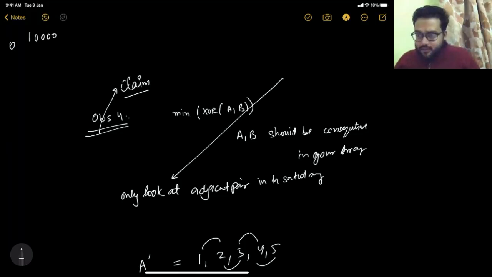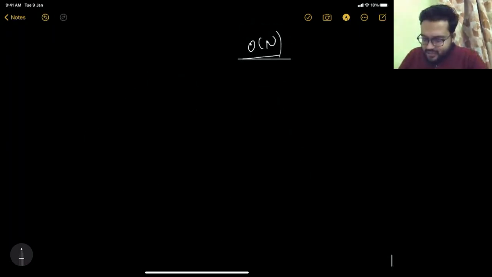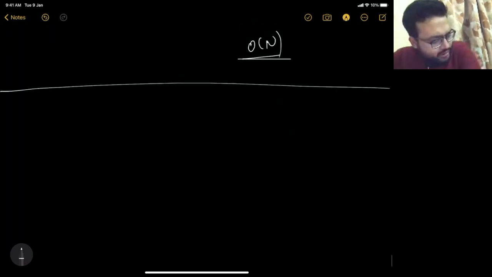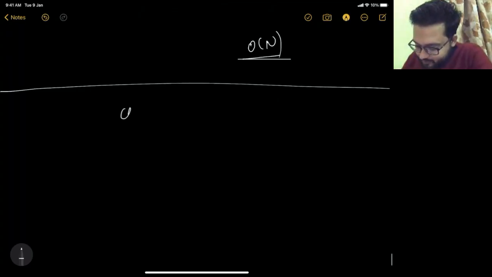So let me try to tell you how I will try to mathematically prove it. My claim is that A can give the minimum XOR only with a number B such that there is no number C in between them. Is that clear, guys? My claim is A will give minimum XOR only with adjacent numbers in a sorted array. Isn't this my claim? Right, this is my claim. So let me start with my claim.